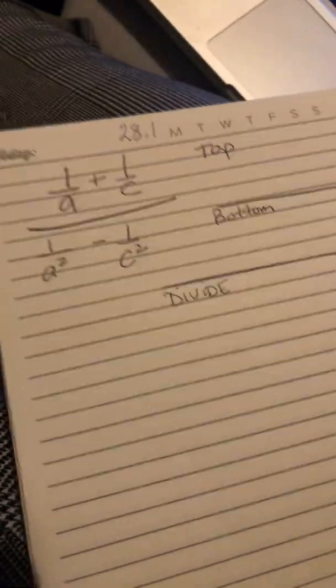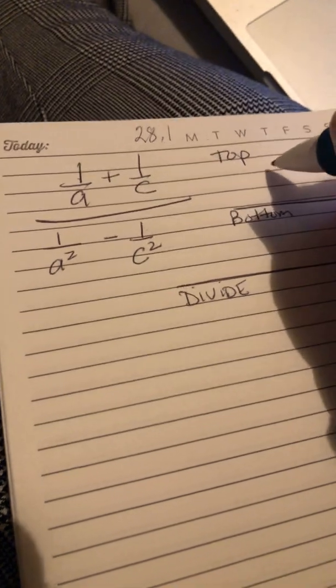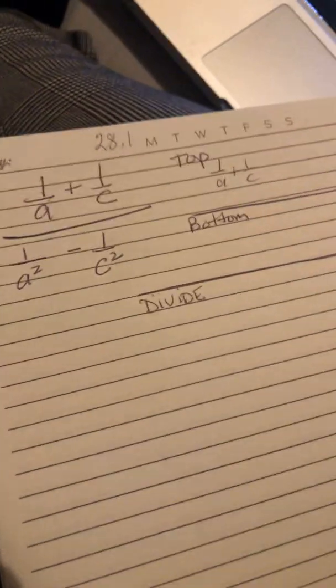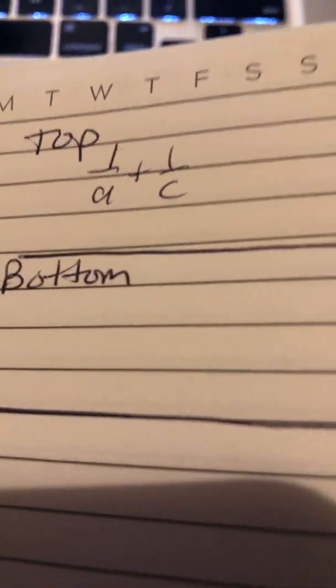So if we just deal with the top for right now, we have 1 over A plus 1 over C. And the thing we have to keep in mind is, since it's addition, 1 over A plus 1 over C, we need the least common denominator. And for A and C, it's A times C is the least common denominator.